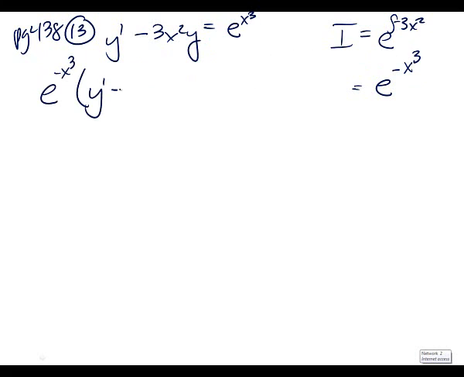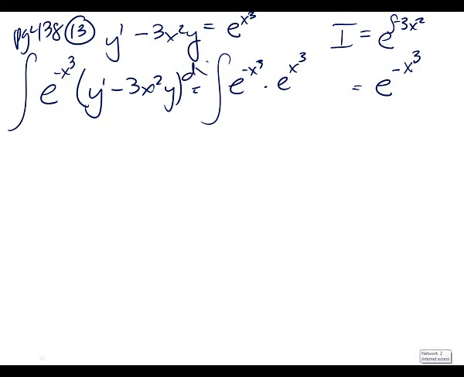Multiply both sides by it. E to the negative x cubed times e to the x cubed. So I multiplied in front by it. I'm going to throw my integral symbols, my dy over here, dx over here. When I integrate this side over here, I get the integrating factor times what? Y. Perfect.